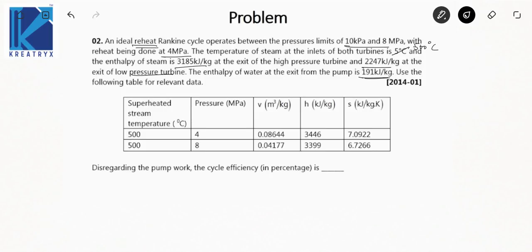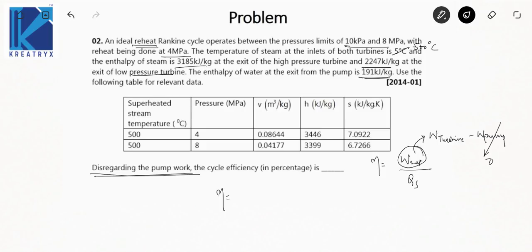You have been given this table. Disregarding the pump work, the cycle efficiency is asked. What is cycle efficiency? Cycle efficiency is net work done upon heat supplied. What is net work done? Net work done is work done by turbine minus work done by pump. However, they have said to neglect the pump work. So neglecting the pump work, we get work done by turbine upon Q supplied as efficiency.